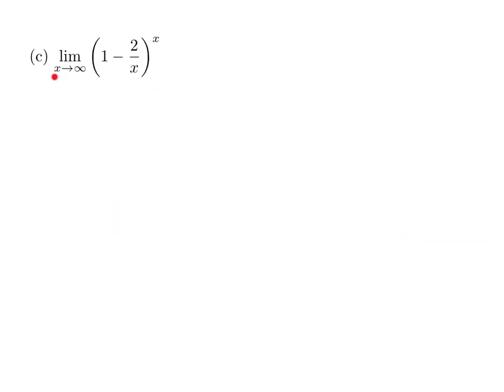In part C, we're looking at the limit as x goes to infinity of 1 minus 2 over x to the power of x. I'm going to note that as x goes to infinity, this is of the form 1 to the power of infinity, which is an indeterminate form. This means when we rewrite the expression, every limit we have will be an indeterminate form. This means L'Hopital's rule will apply.